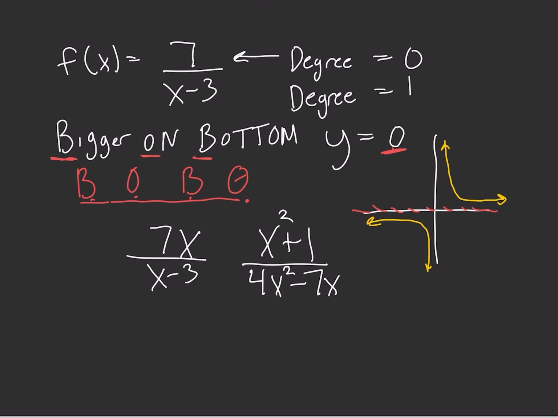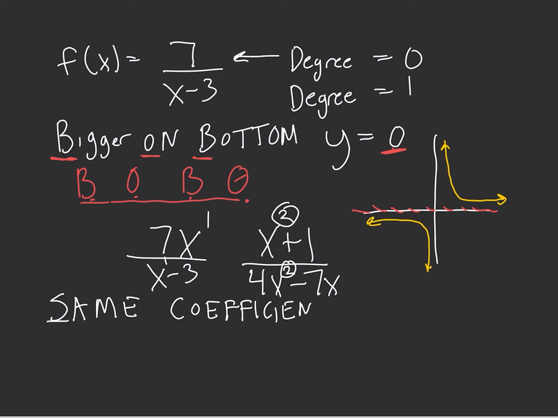Okay, so this is a first degree, this is a first degree. Here's a second degree, here's a second degree. So when they're the same degree on top and bottom, you're going to use the coefficients. What I mean is you're going to look at the coefficients of the leading terms.